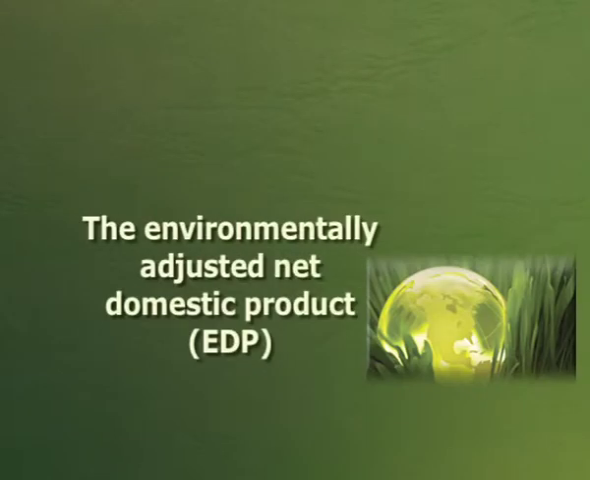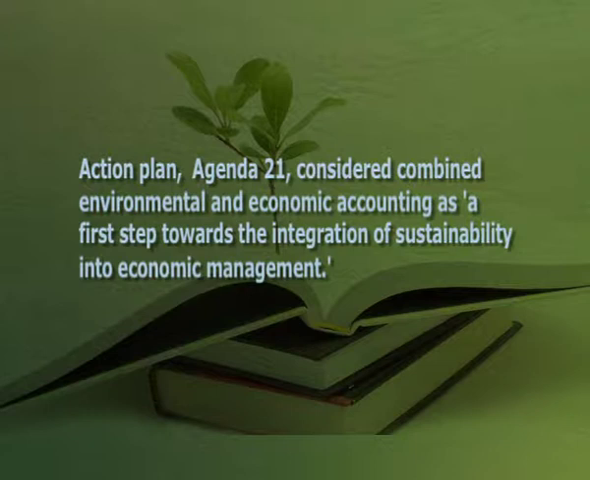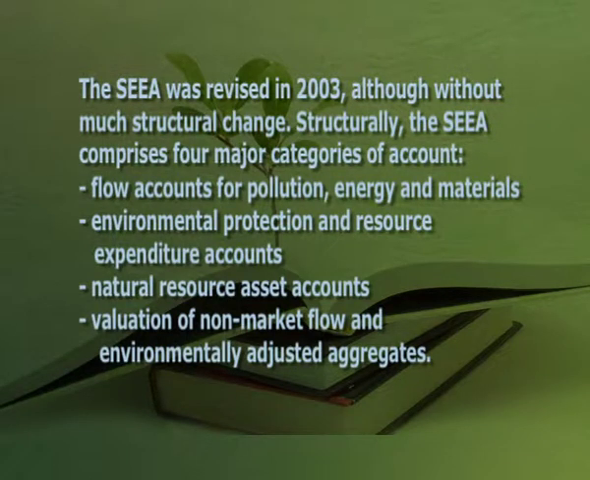The environmentally adjusted net domestic product (EDP). The 1992 Earth Summit in Rio de Janeiro declared sustainable development to be the key to integrating social, economic and environmental dimensions of development into planning and policy making. Its action plan, Agenda 21, considered combined environmental and economic accounting as a first step towards the integration of sustainability into economic management. This development led to the creation of the system of integrated environmental and economic accounting (SEEA). Its primary purpose is to provide a systematically organized set of aggregate environmental and economic information for which indicators of performance can be derived. The SEEA was revised in 2003, although without much structural change.